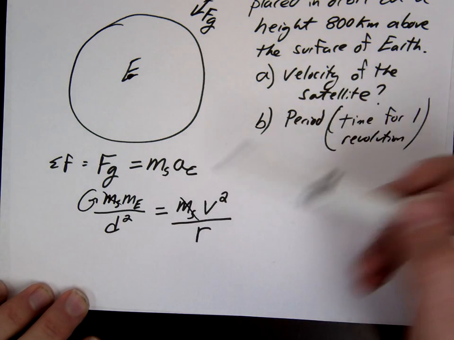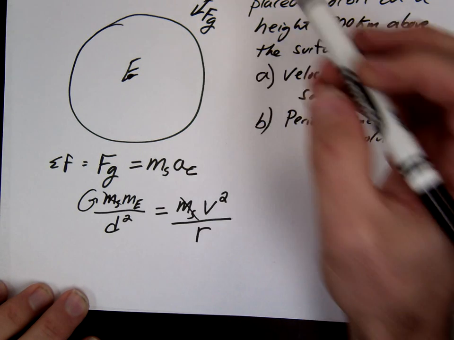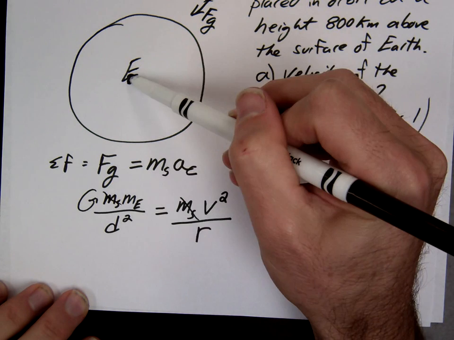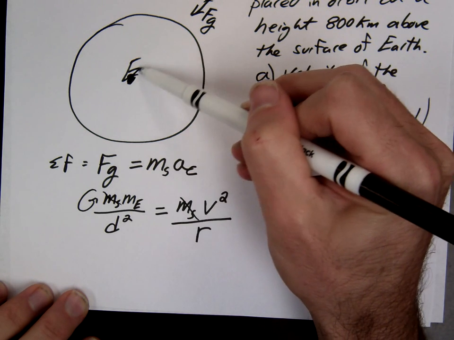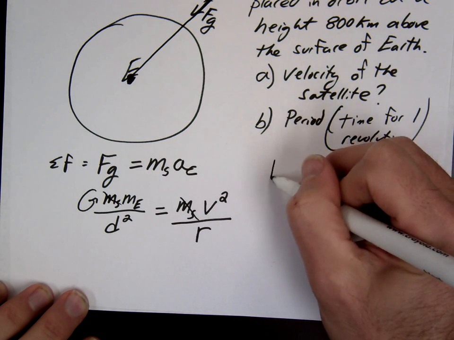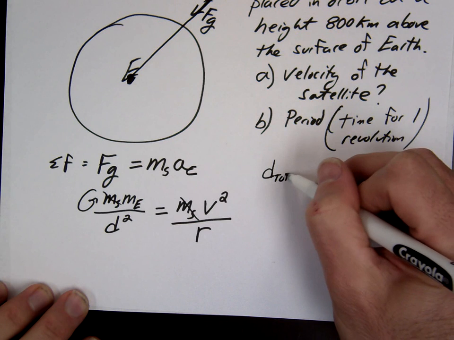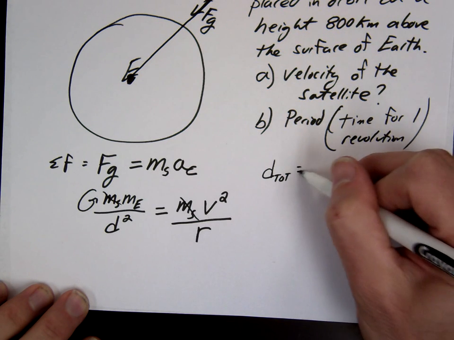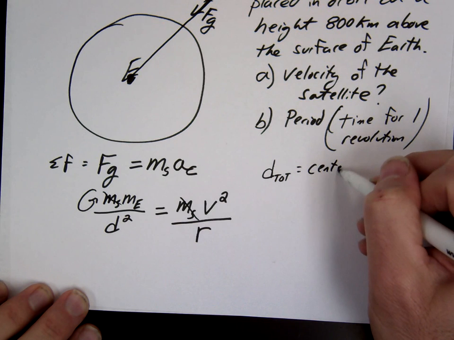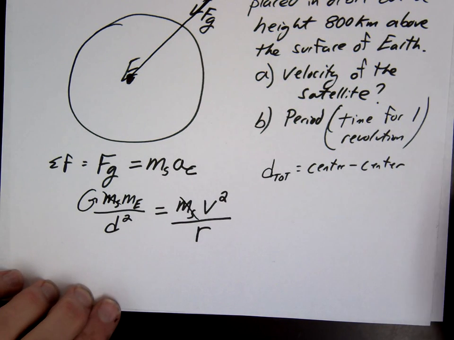What do we mean by d? What distance is that? Okay, from the center to the center. Yeah, so that's what we mean by d here. So I'm going to call this d total, just so we understand. That's the distance from center to center, right? Center of the satellite to the center of the Earth.